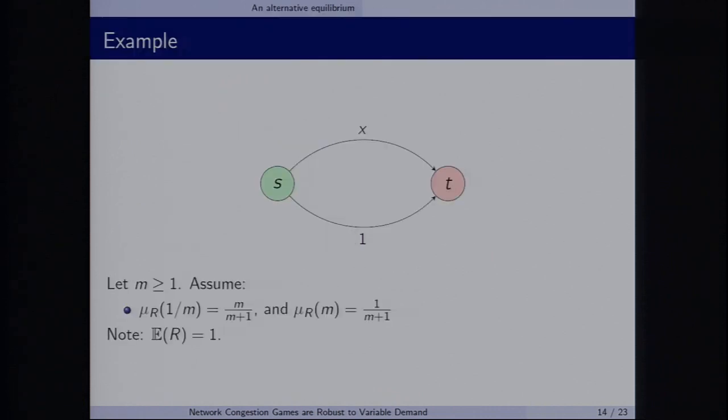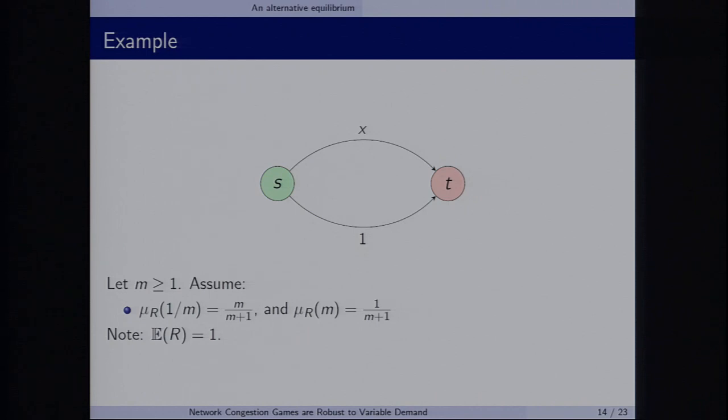Let us consider this very simple example over here. Take some m and assume m is some large number. Then with very high probability, we have a very low demand. And with a very low probability, we have a very high demand. So the bigger m is, the wider the spread of the probability distribution. But on average, this random variable has a demand of 1. That's the way we constructed this random variable. So on average, demand is 1, but the larger m is, the wider the spread becomes.